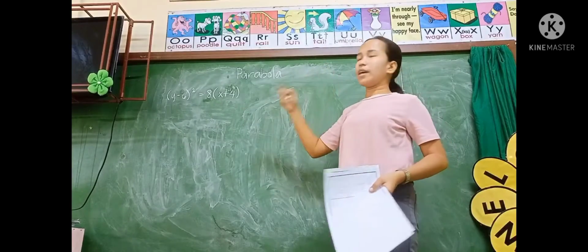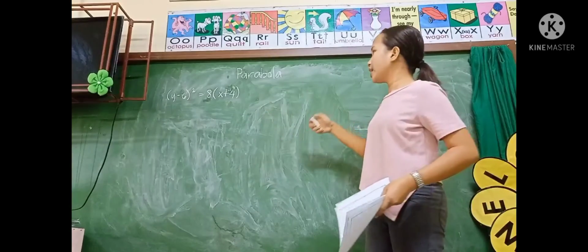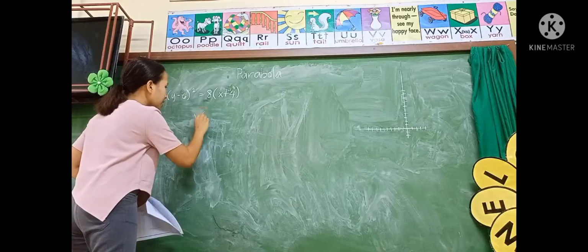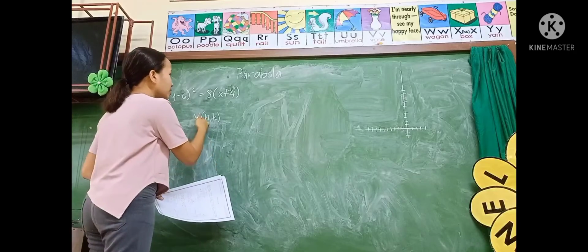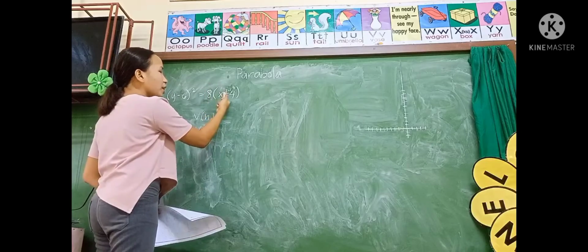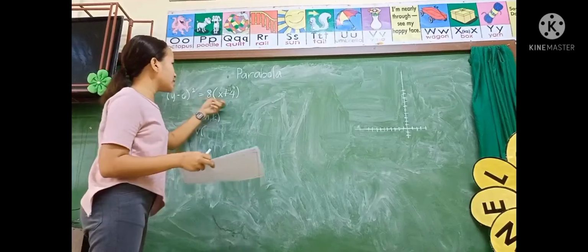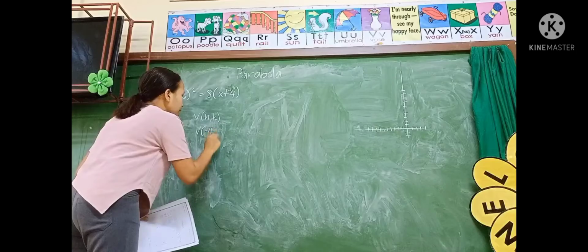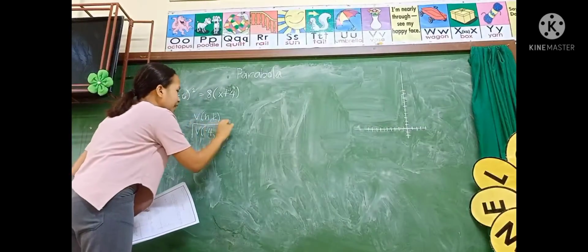So as you can see on the given, ang ating center o yung ating vertex ay wala sa origin. So hahanapin natin siya. To find the vertex is the h and k. So para makuha natin ang h, ito po ay yung katabi ng x. So ang katabi ng x ay 4. And to get this vertex, kapag nilabas natin sa parenthesis, mag-iiba tayo ng sign. So 4 will be negative 4, and negative 6 will be 6. So we have now the vertex.